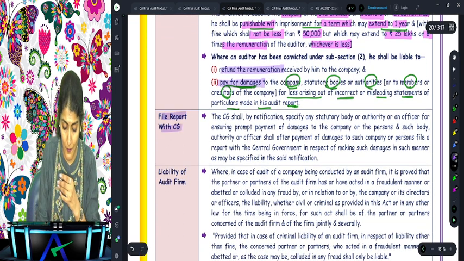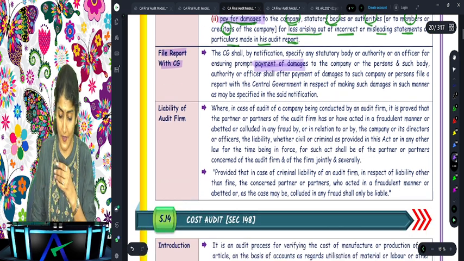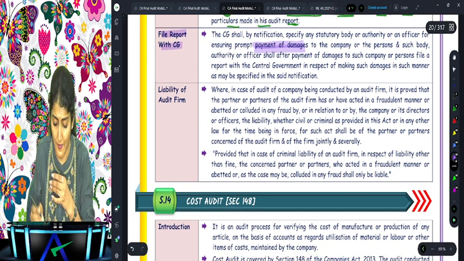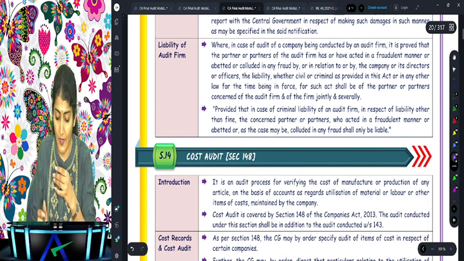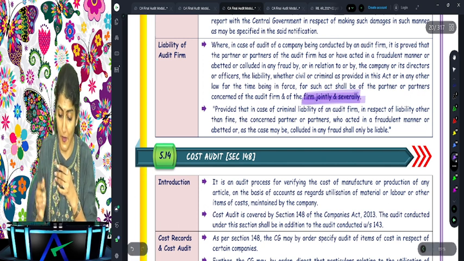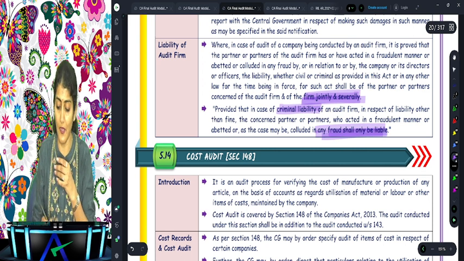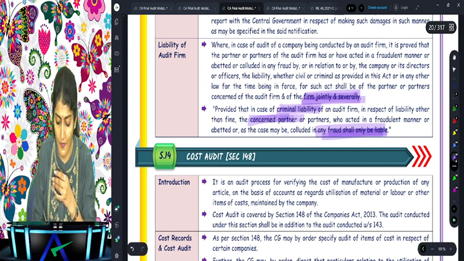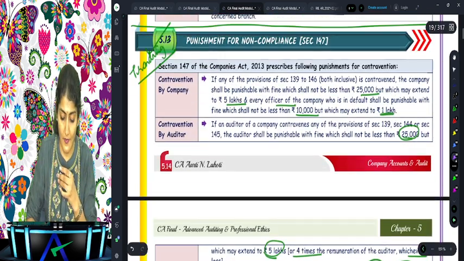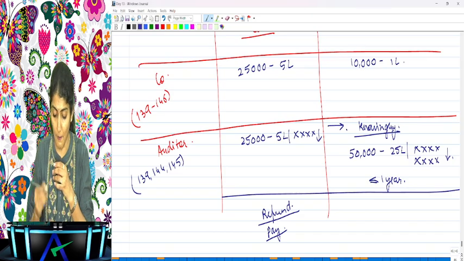Also the report will be filed with the CG regarding the prompt payment of the damages by the officers, right? The prompt payment of the damages to the company by the auditors. And what does it say? In case of the firm, it will be jointly and severally responsible, but in respect of the criminal liability, only the concerned partner or partners will be liable, right? So that is regarding section 147, which is regarding the punishment for the non-compliance.